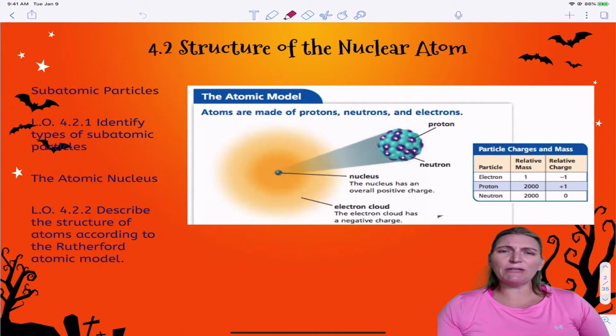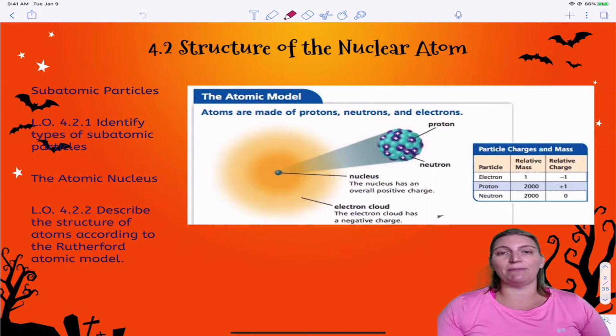So we're going to do this in a little bit different order. If you're following along with the textbook, we actually start this chapter with section 2, which says the structure of the nuclear atom. 4.1 is a lot of the history of how we came to know what is inside of an atom. And so if you want to read the textbook and learn more about that, it's really interesting, but it's not necessary for us to continue on with chemistry. So the first learning objective is to identify the subatomic particles in an atom.